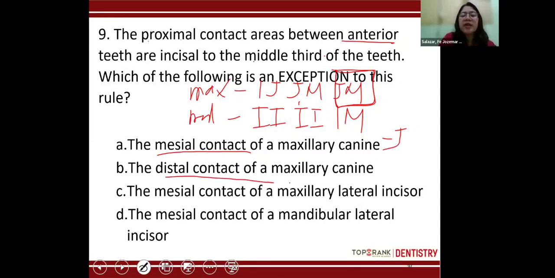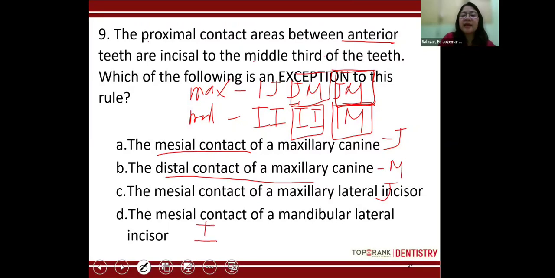Distal contact area of the maxillary canine. Ito naman maxillary contact area. Ano dyan yung distal? KM. Okay. Mesial contact area of a maxillary lateral incisor. Ito naman. Mesial. Okay. Ito rin. J. Tama? And mesial contact area of a mandibular lateral incisor. Ano naman?